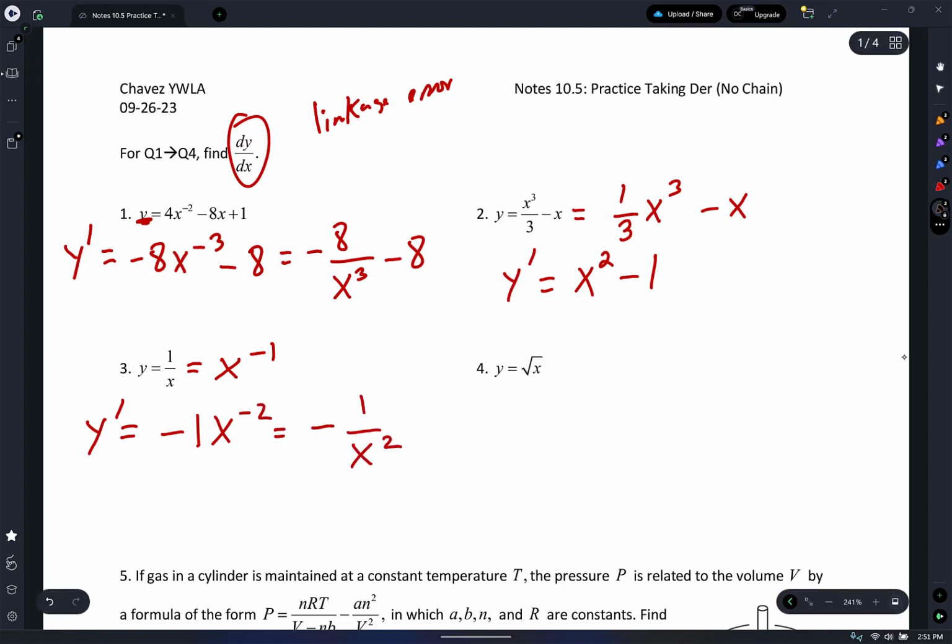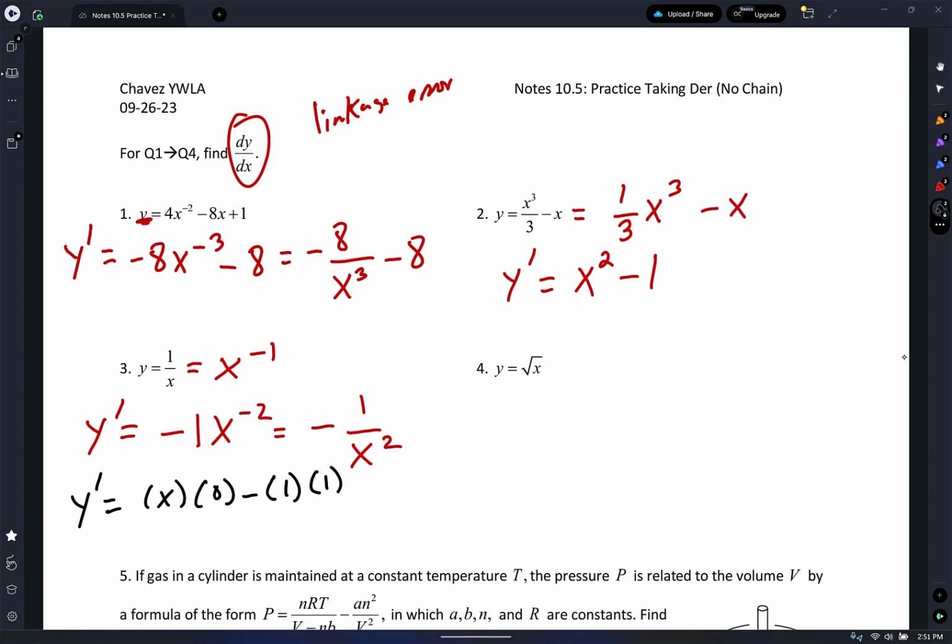Do you guys want to see what would have happened if I had done quotient? Don't write this down, just listen. Bottom, x times derivative of the top, 0, minus top, 1 times derivative of the bottom, 1, over bottom squared. And look, that zeroes out, negative 1 over x squared. You would have gotten the same answer, but why do you want to do all that work when you can just use power rule and get the answer immediately? Cool or not cool? Bless you squared, bless you cubed.